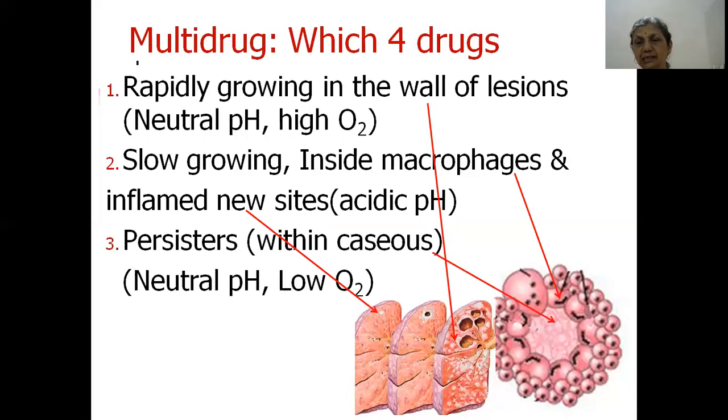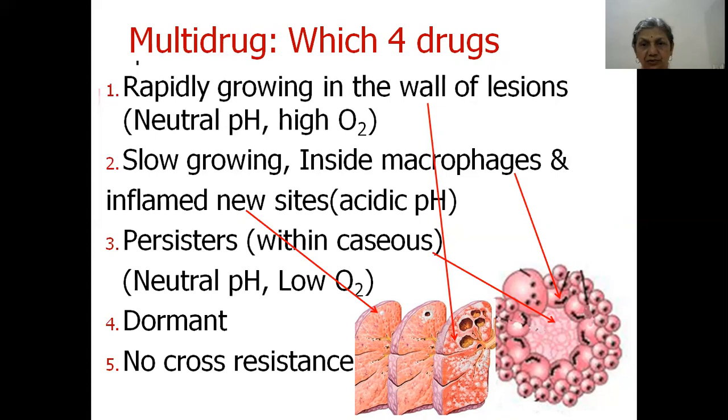We have persisters within the caseous lesions, slow replicating bacteria within the caseous lesions, and at this site, the pH is neutral, but oxygen supply is minimized because of obstructed blood supply to these lesions. And of course, there are some completely dormant, just not doing any activity at all. And these are the most difficult to handle.